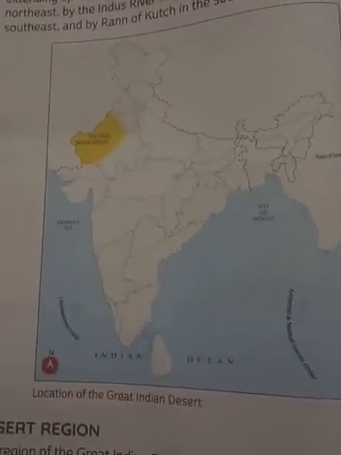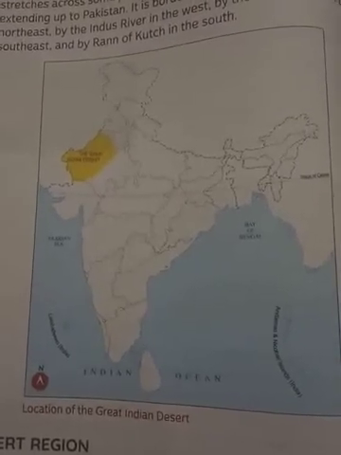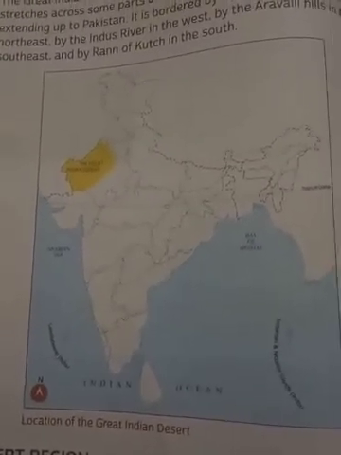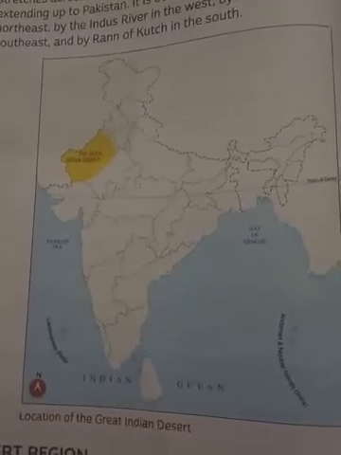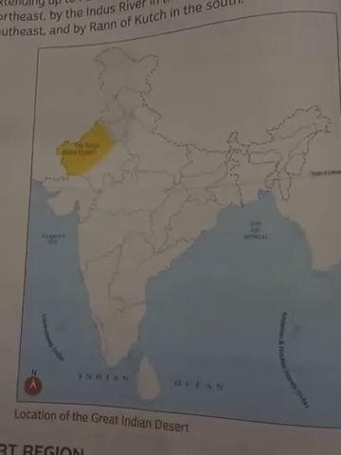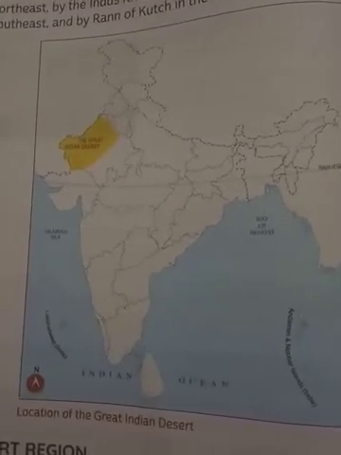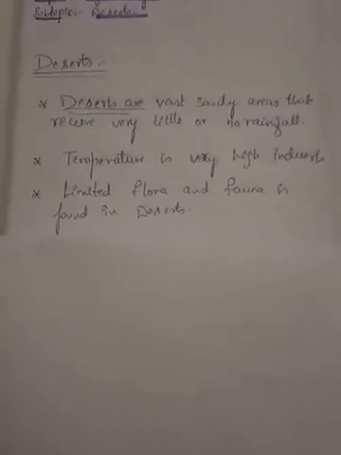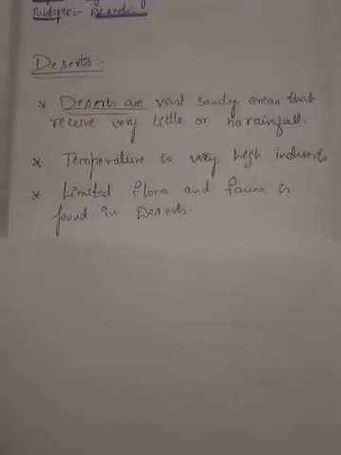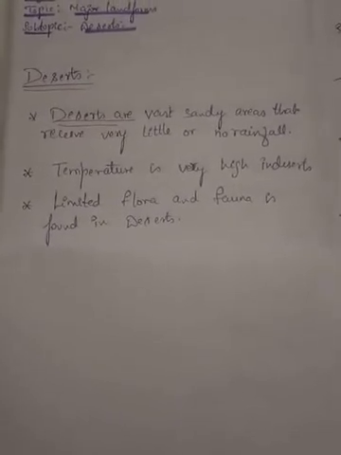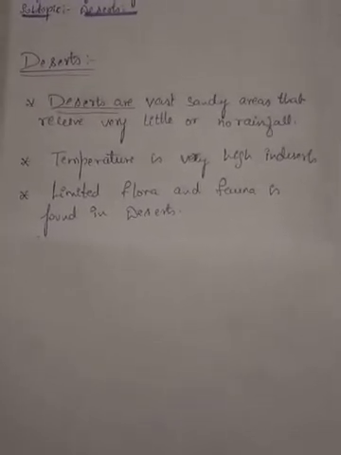When we speak about the desert, the Great Indian Desert, which we can see in the map of India. So children, the yellow color part which is shaded in the India map is the desert region of India. So students, to talk about today's topic, that is desert. A desert is covered by vast sand areas.